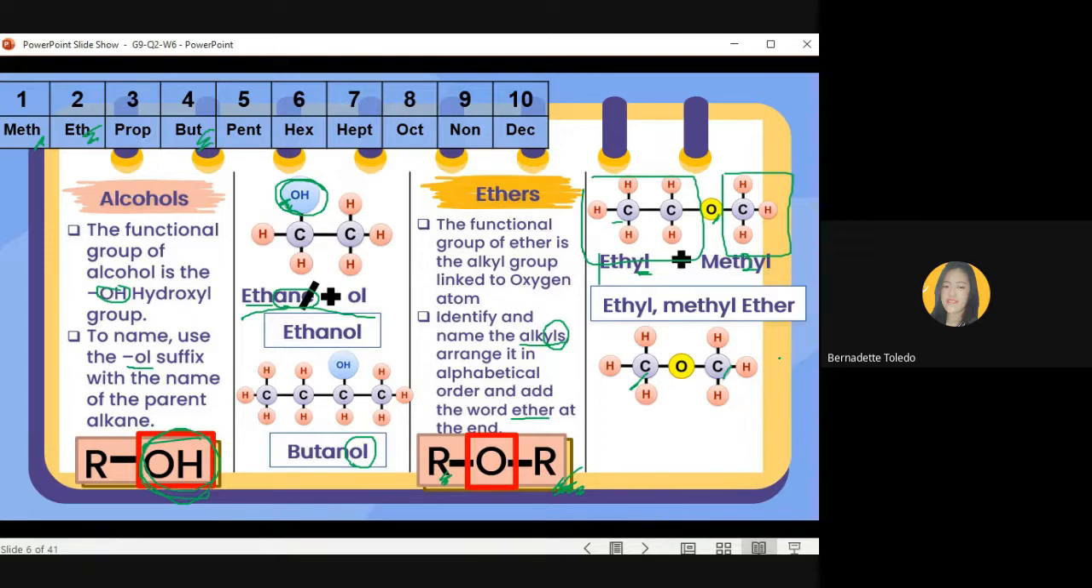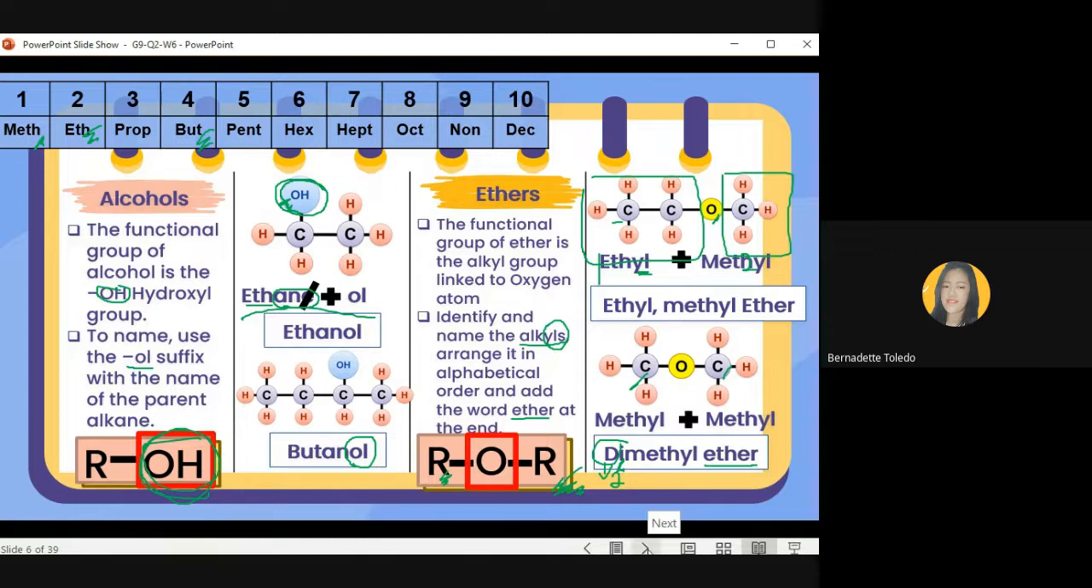So we will use the numbers mono, di, tri, tetra, and so on. So for this one, we have two, so we will use the prefix di. So we will use di to represent that there are two methyls. Then we will put the word ether at the end. So the name of this compound is dimethyl ether and not methyl methyl ether, ha. We will use di kasi dalawa sila. So di means two. So dimethyl ether.